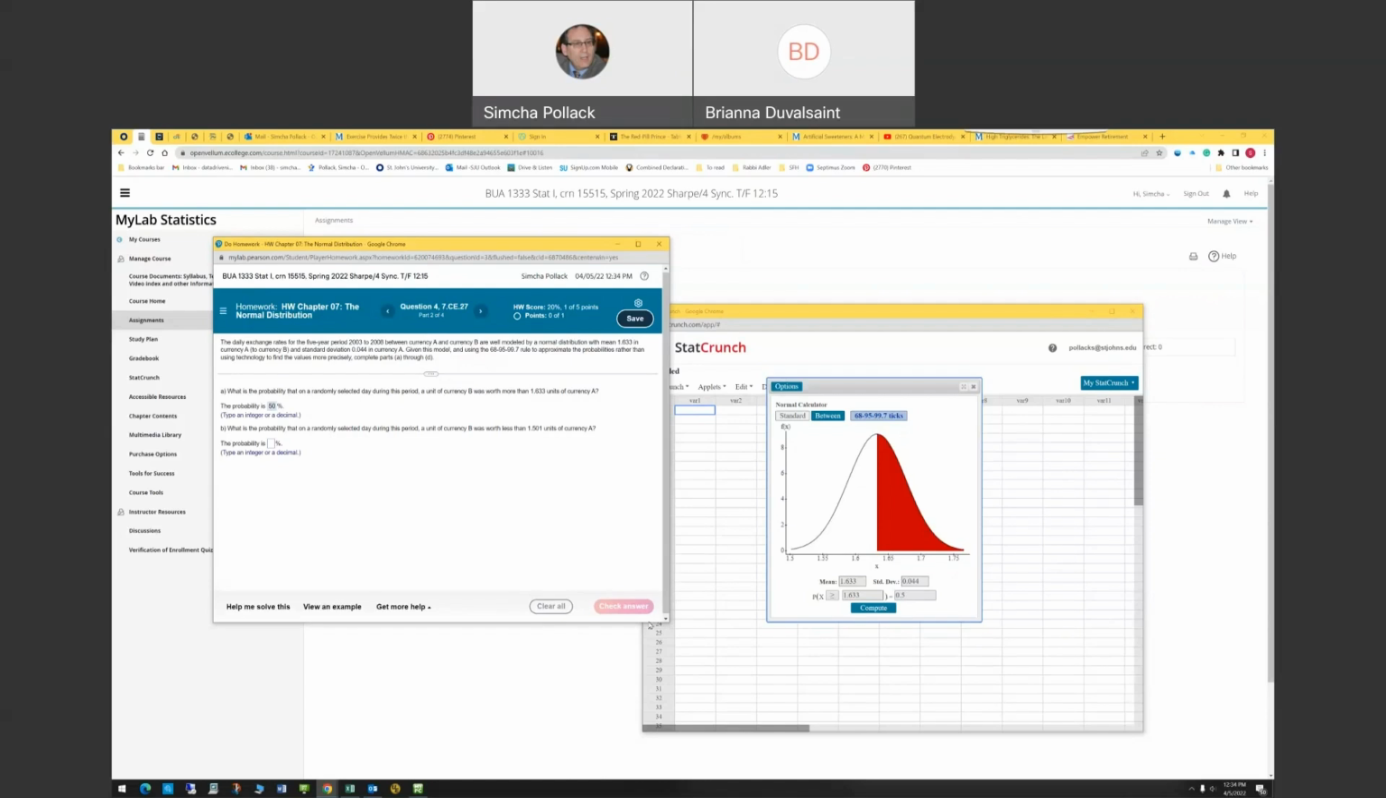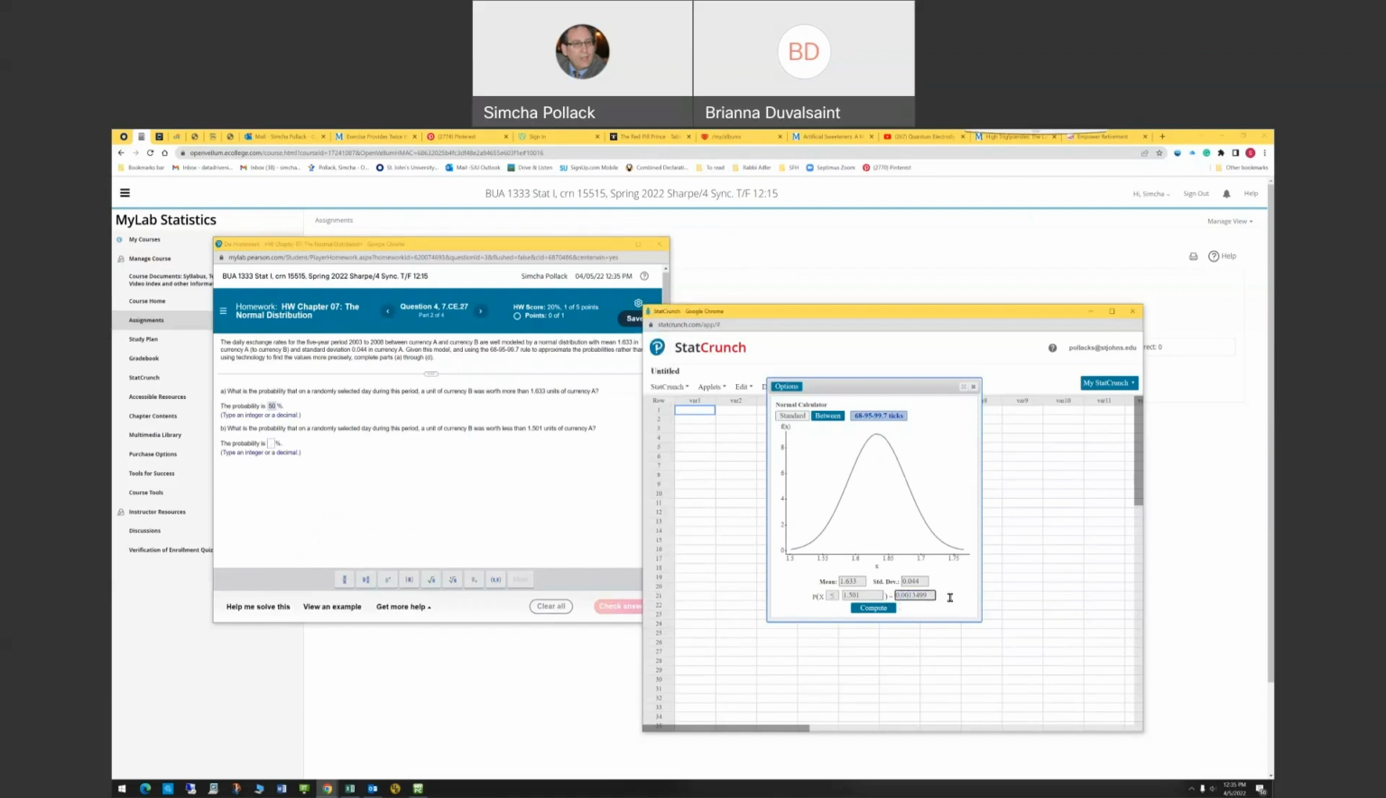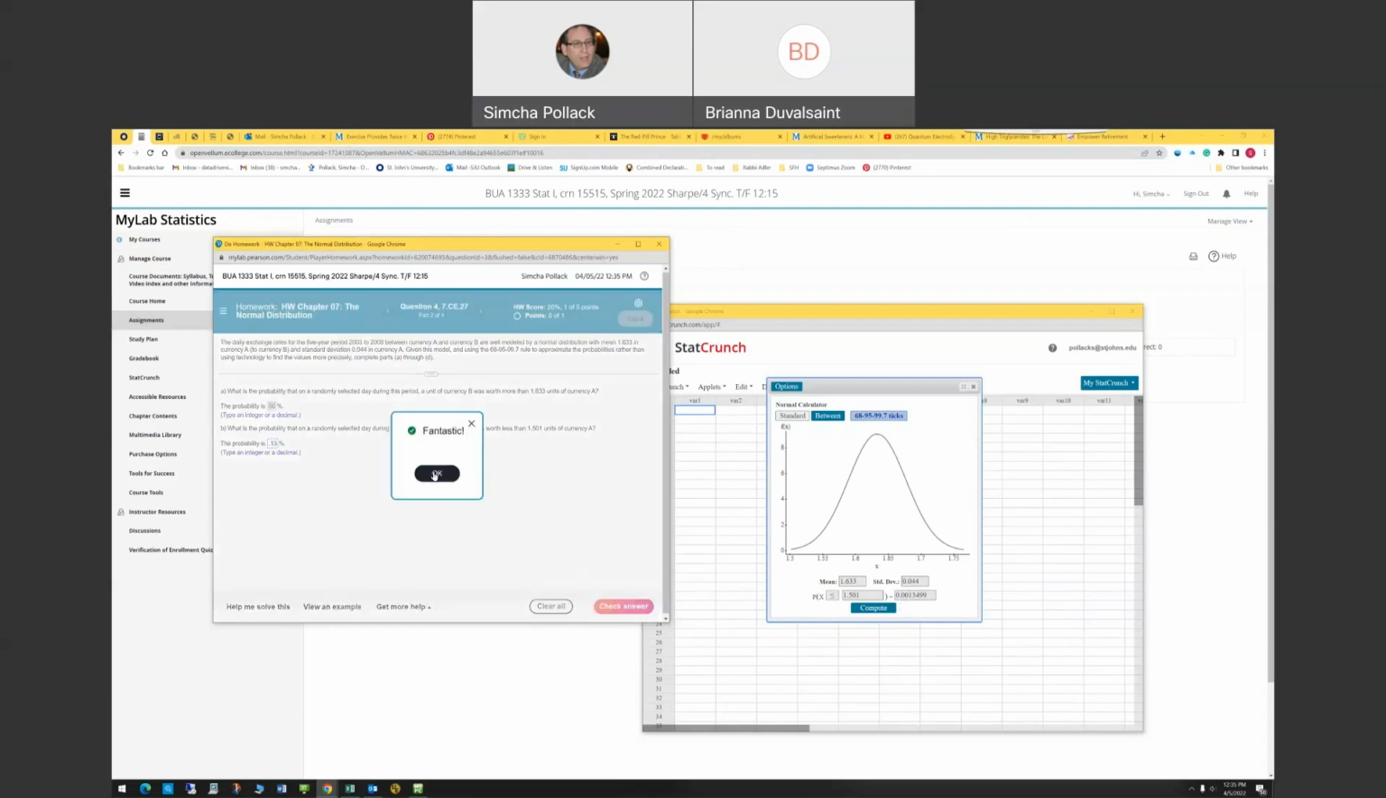Let's try another one. Less than 1.501. So we change it to a less than 1.501. That's the question, right? And the answer that pops out is 0.0019. Copy and paste into the answer, except you have to convert it to a percentage, which means you have to move over the decimal place 2 positions. So it's 0.13. It was 0.13499. So put down 0.13. Check answer. Okay, so you're right.